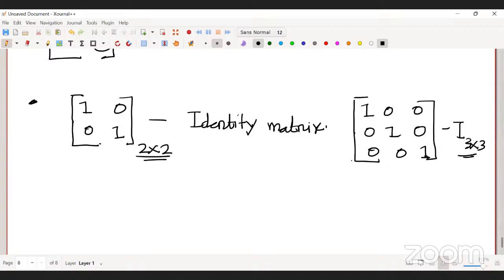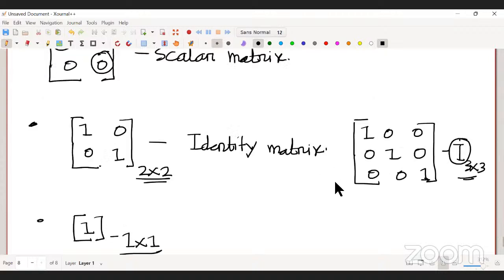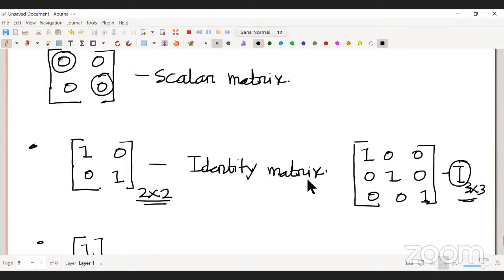Basically we denote this identity matrix as I, I 3 cross 3. Sir, for a 1 cross 1 matrix, identity matrix, 1 should be there only, right? Yes, correct. This is the identity matrix of order 1 cross 1. And sir, it will be an identity matrix as well as a scalar matrix. Yeah, correct. So are all scalar matrices identity matrices? No. Only when in a scalar matrix, all the diagonal entries are basically 1, then only you say that it is an identity matrix.